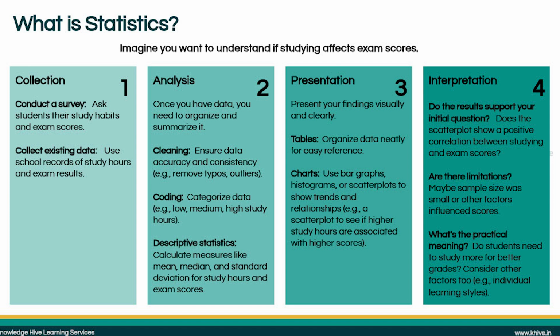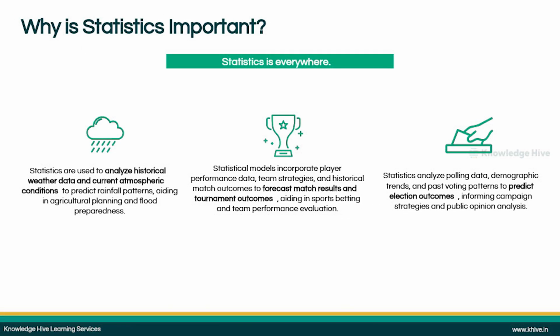How do you show your findings? Tables, maybe, to organize things, or like a scatter plot graph to visualize study hours versus scores, see if there's a trend. Precisely. You need effective ways to display it. And finally, interpretation. What did the results actually mean? Does the graph suggest more study time generally leads to higher scores? Are there limitations, like maybe you only surveyed students from one specific class or didn't account for tutoring? What's the key takeaway? Exactly. It's a systematic approach to answering questions using data.